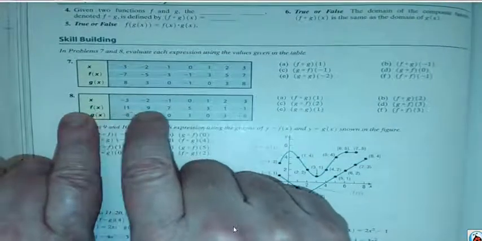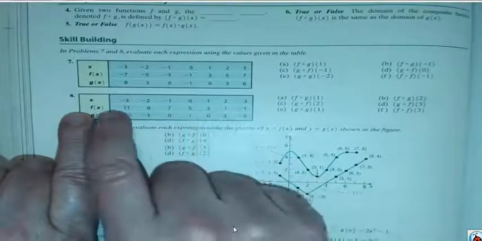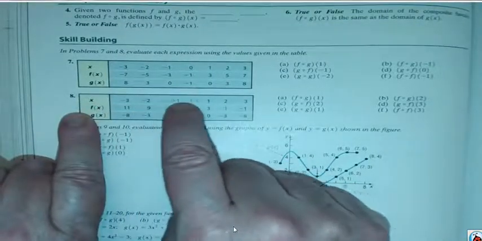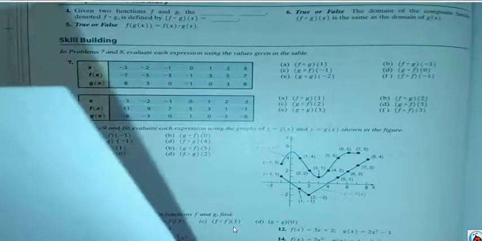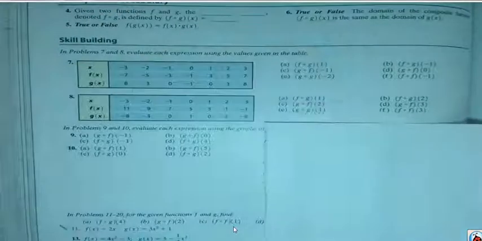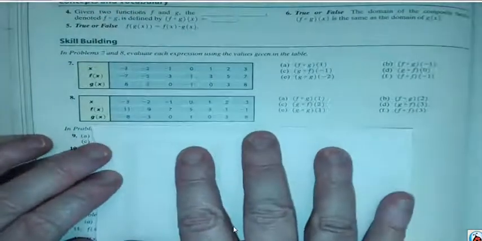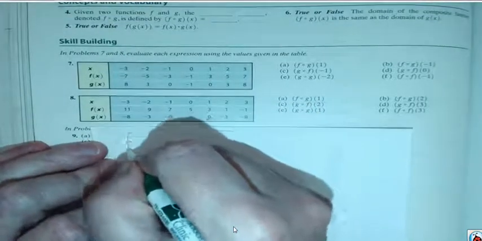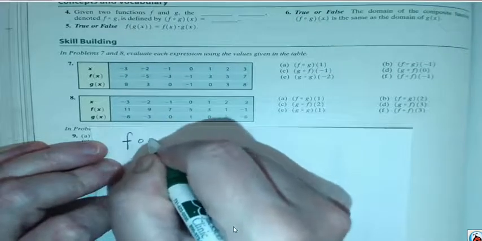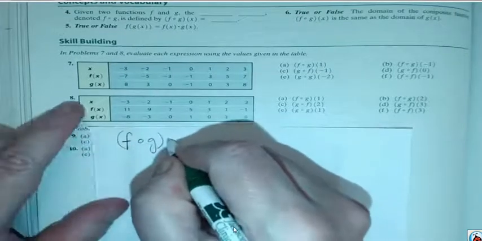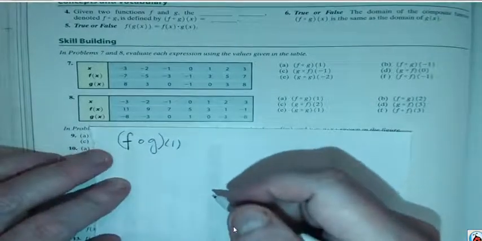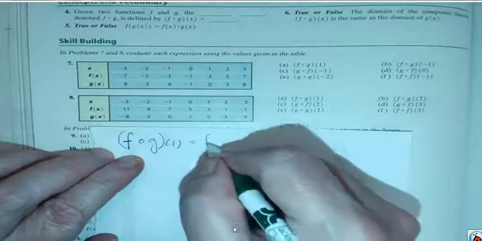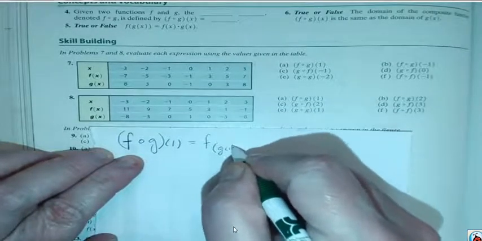This row tells us what f of x is for a specific x value, and that row will tell us what g of x is for a specific x value. So let's see if we can do some of these. The first one wants us, using the chart, to calculate f composed with g evaluated at 1. Remember, that's f evaluated at g of 1.